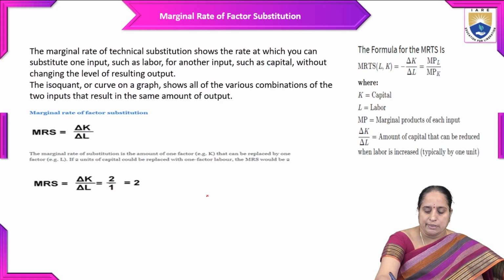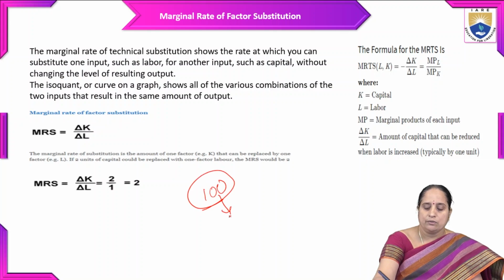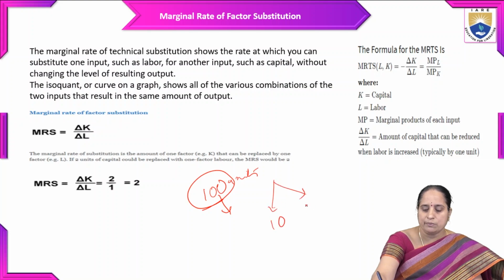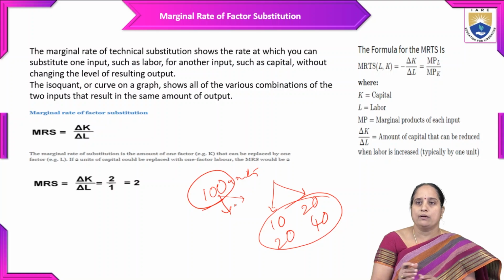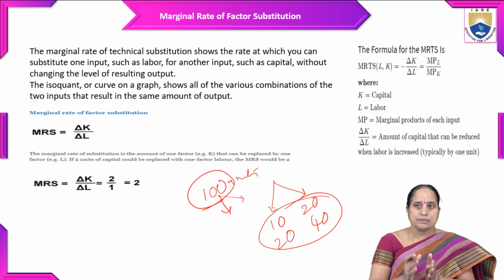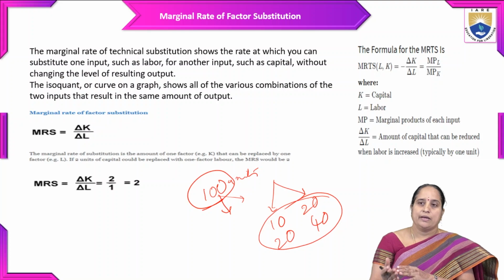So if your expected output is 100 units you have to produce, and in order to achieve that 100 units, we can use different combinations of labor and capital: 10 units of labor and 20 units of capital, or you may increase to 20 units of labor, 40 units of capital. But whatever proportion you are going to take, that should not affect the overall output. So technically, we can substitute labor with capital, capital with labor, but in the real sense, in the practical way, it may not be possible.